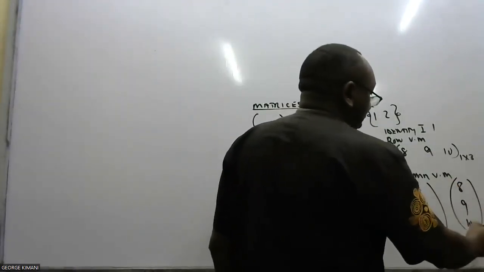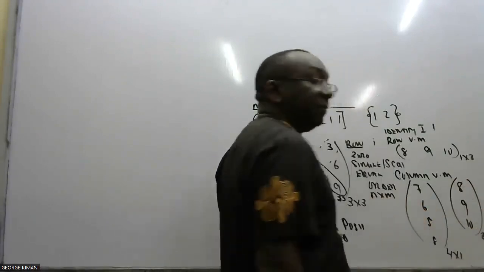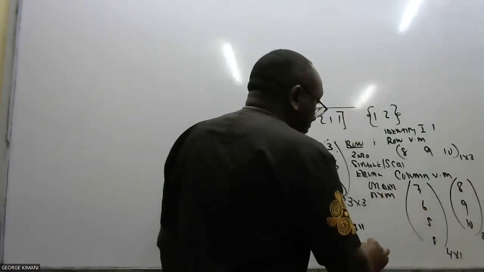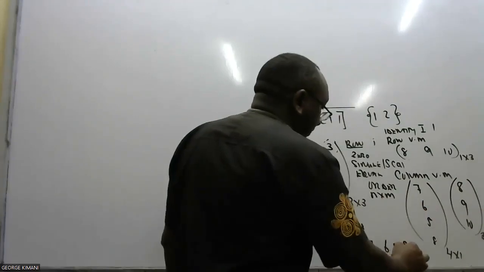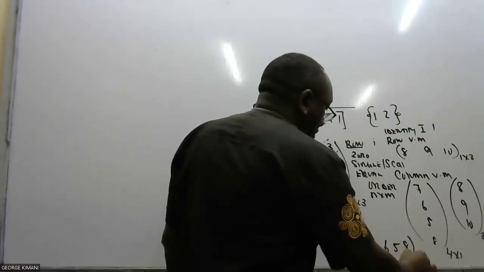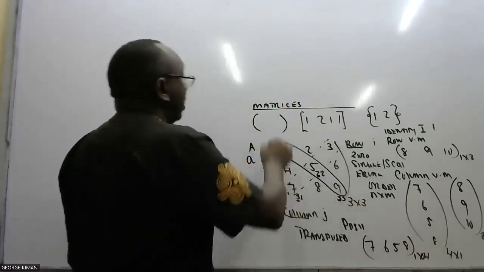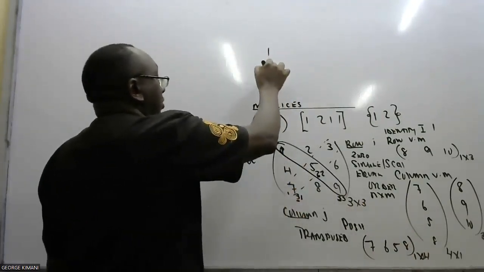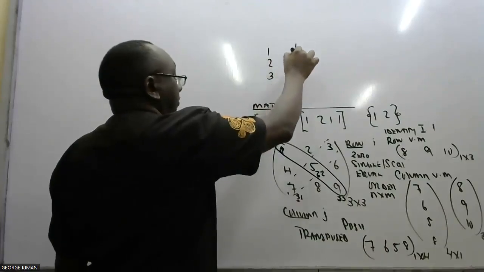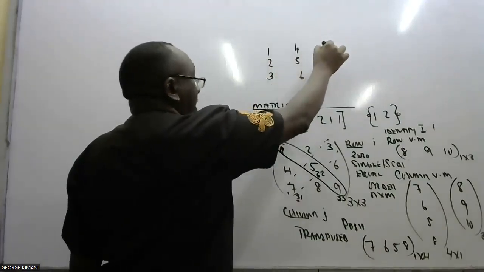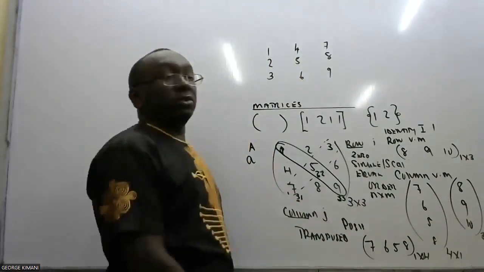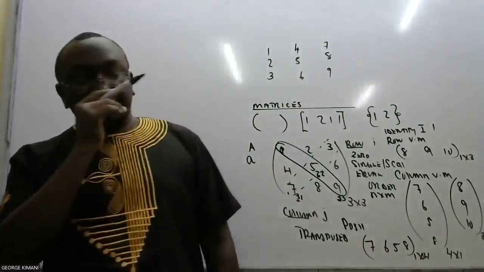So that now you tell us that 3 by what? By 1. If you are told to transpose this, it will now be 7, 6, 5, 8. So that is now 1 by what? By 4. And the same case would happen here. It will now be 1, 2, 3, 4, 5, 6, 7, 8, 9. That is what we call transposed matrix.